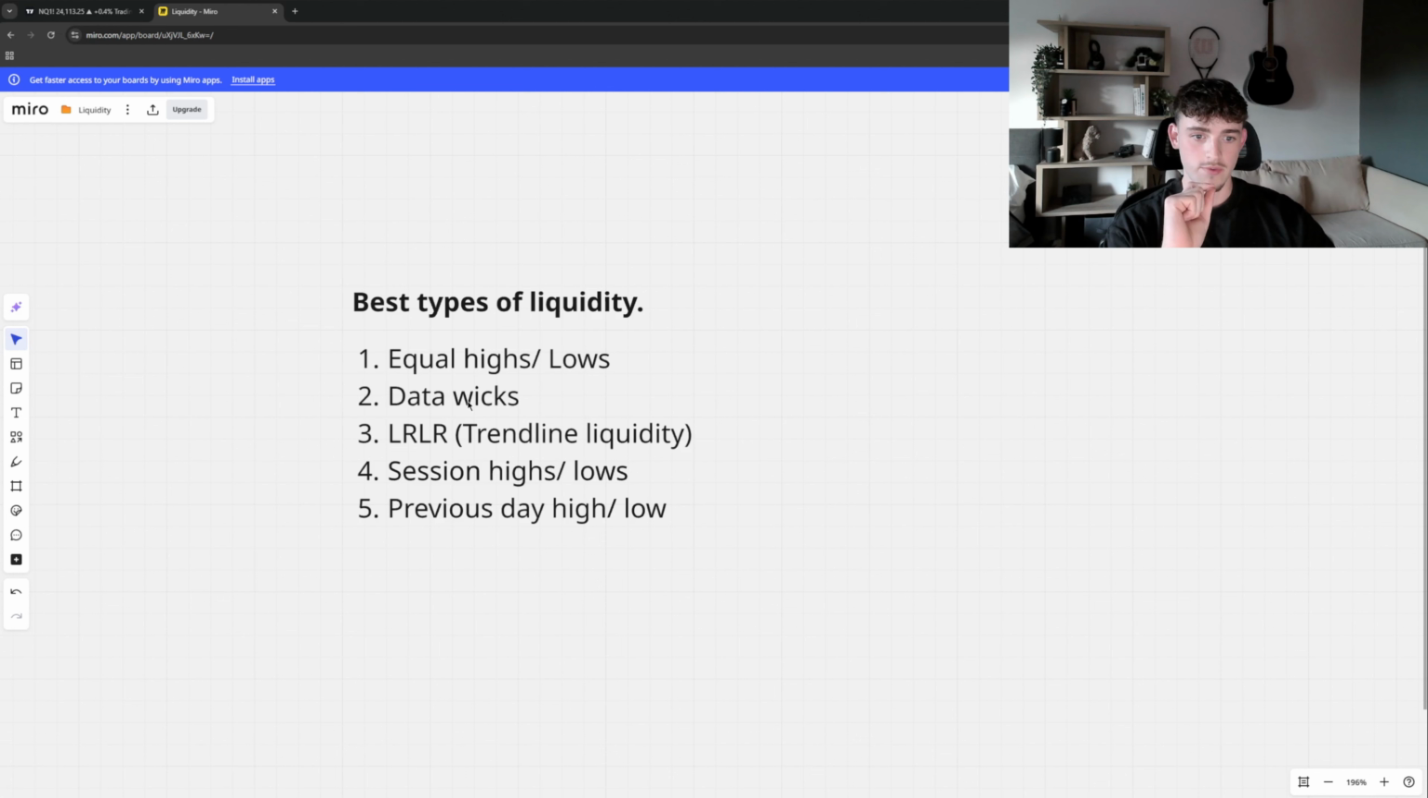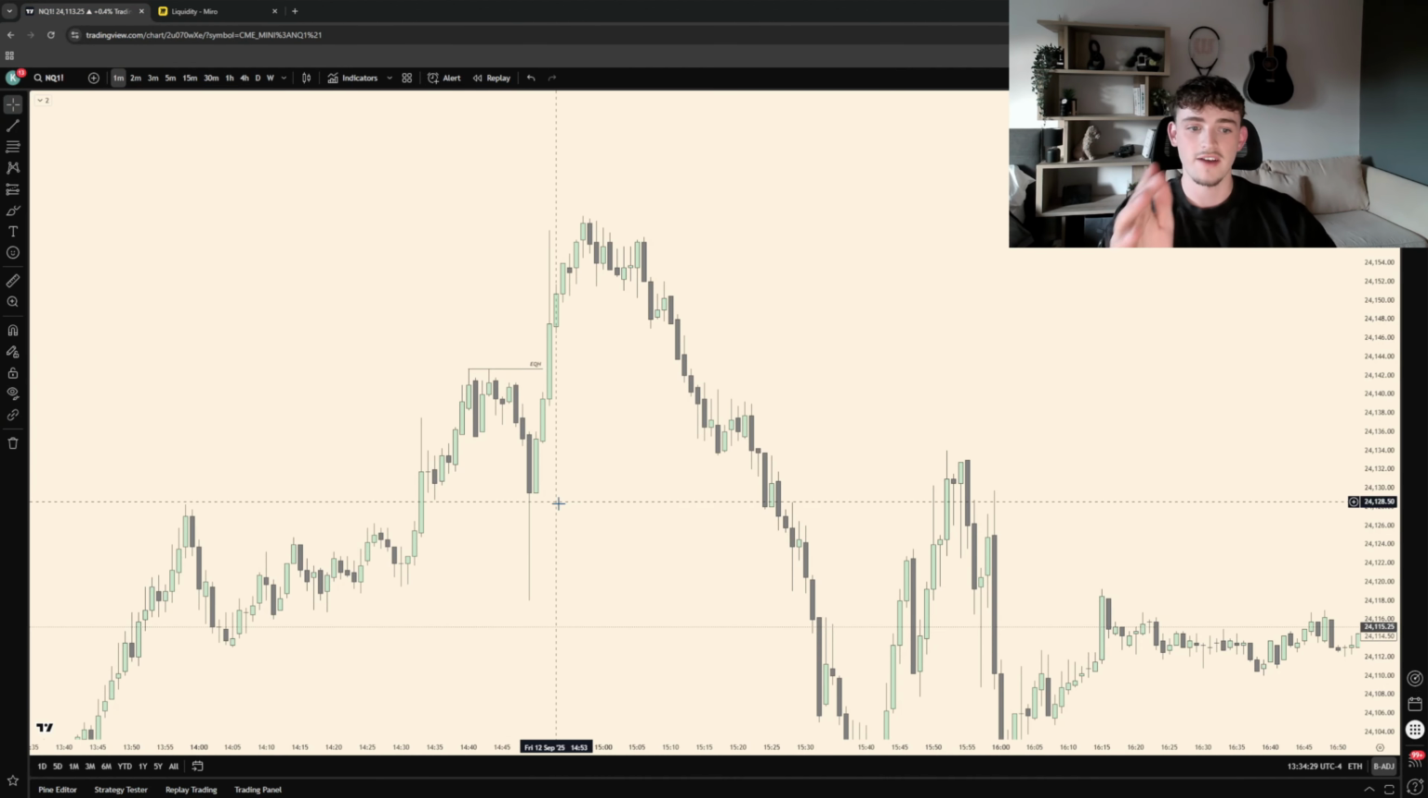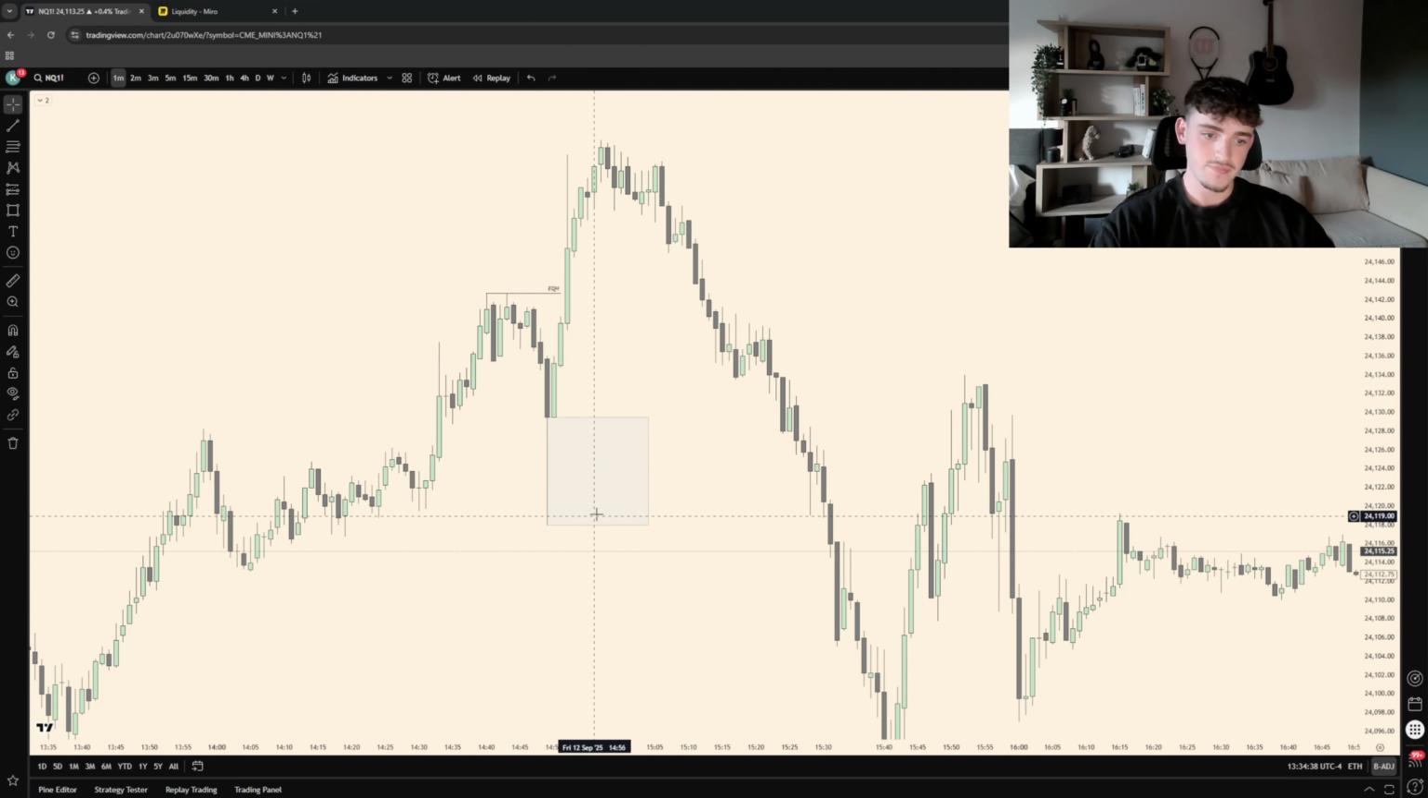So if we go down, we have data wicks. Now, data wicks are news release wicks. They have to be very wicky. So you can see here, we've got this nice wick. For example, if this was a data wick, which it isn't, it would be a very good one because it's quite large. The body is small and the wick is large.